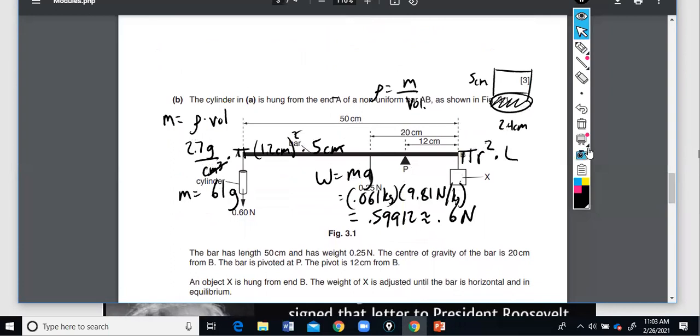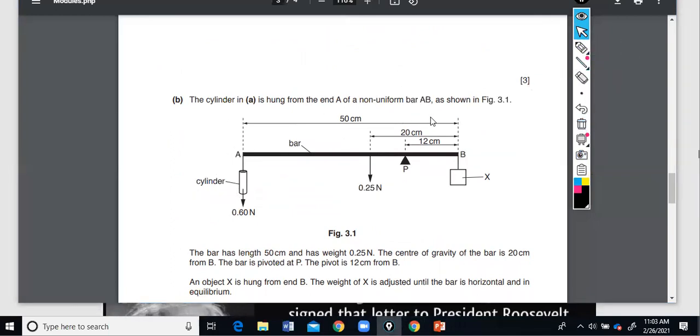It says the cylinder in A, this one that we know its weight now is 0.6, is hung from the end A of a non-uniform bar AB. Okay, the bar is non-uniform, which means we cannot assume its mass acts in its center. The center of gravity is not at its physical center, as shown in figure 3.1.